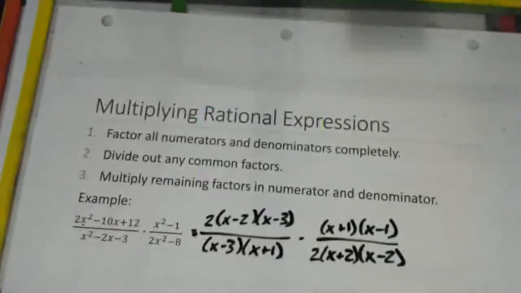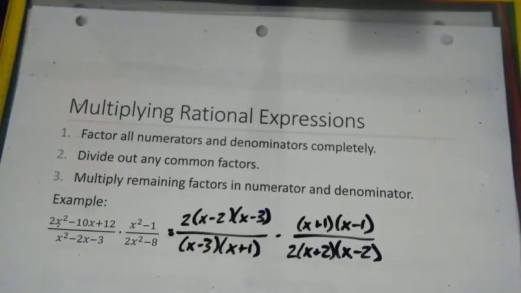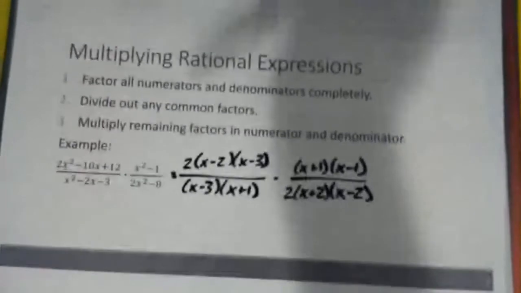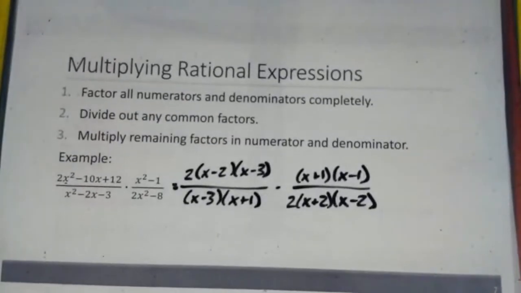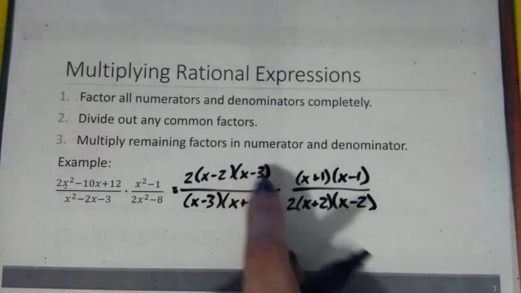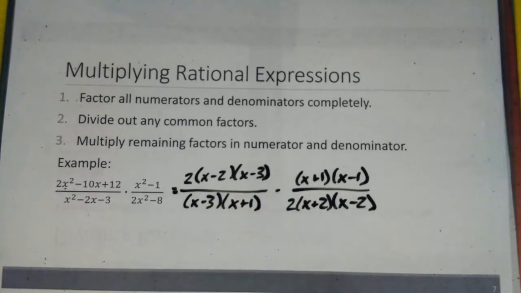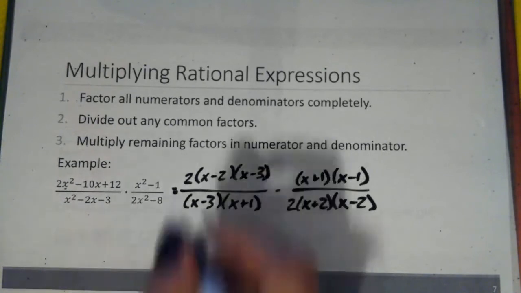It doesn't matter if our common factors are in the same or different fractions. As long as one is in a numerator and one is in a denominator, they're going to be able to divide out. That's because when we multiply fractions, we do numerator times numerator and denominator times denominator. So anything in a numerator that matches with a denominator, we're going to be able to divide out.